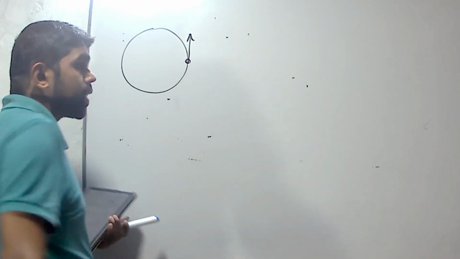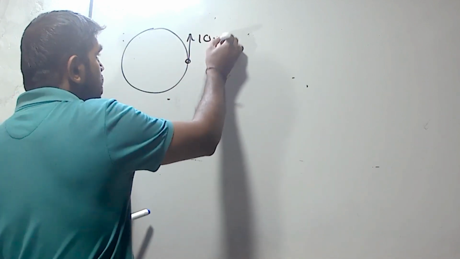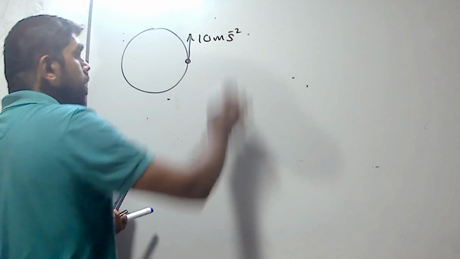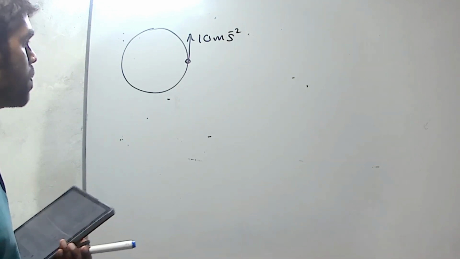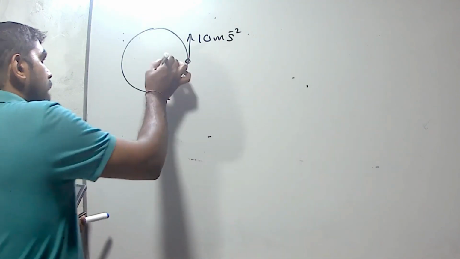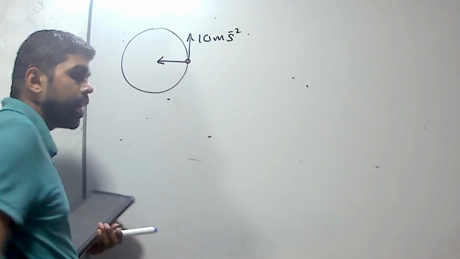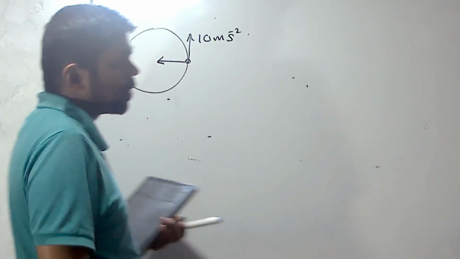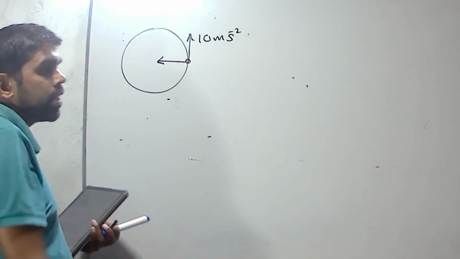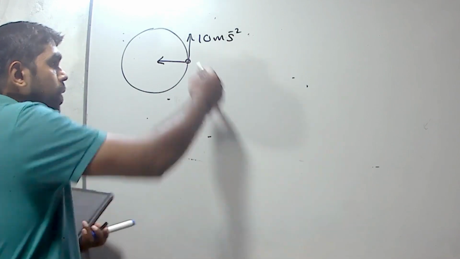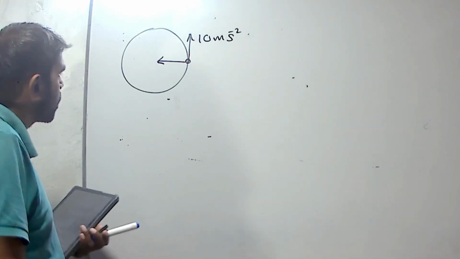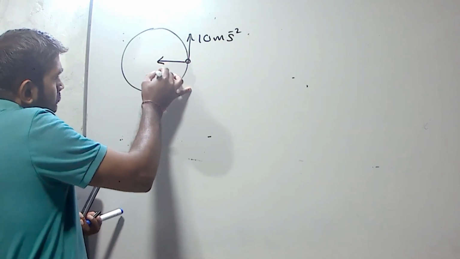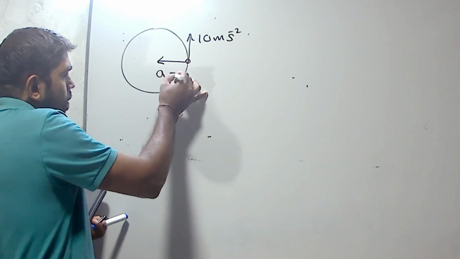Tangential acceleration is 10 meters per second squared. They have given that tangential velocity is increasing at the rate of 10 meters per second squared. And there is a centripetal acceleration for any circular motion. This centripetal acceleration is changing with time because the magnitude of velocity is changing. We can get the centripetal acceleration for this situation.